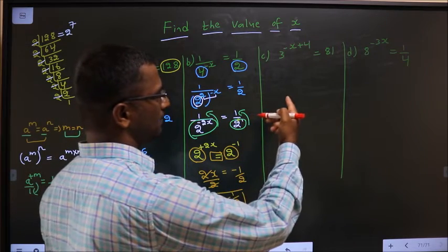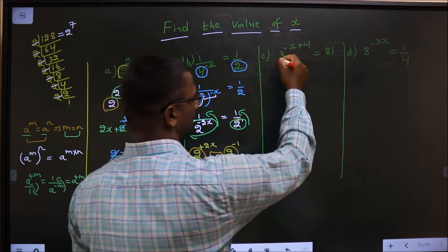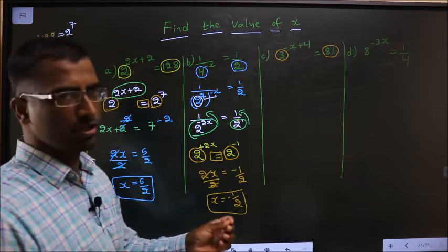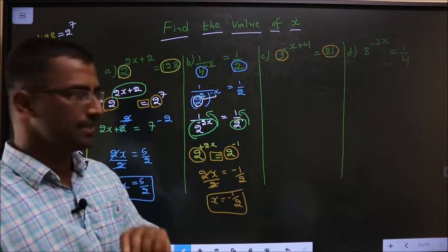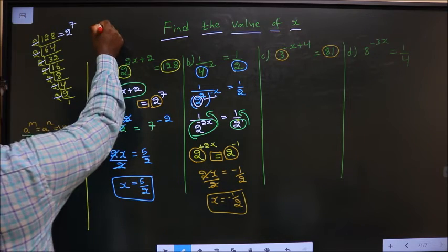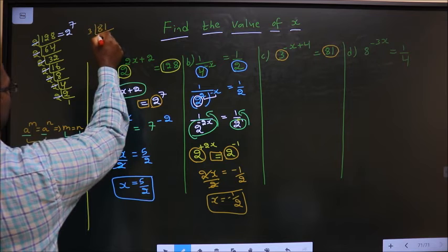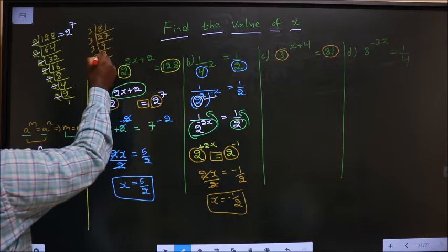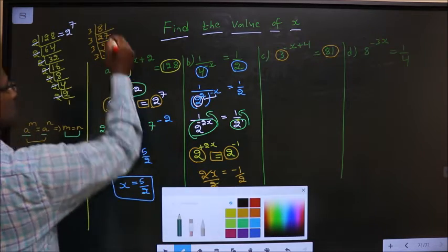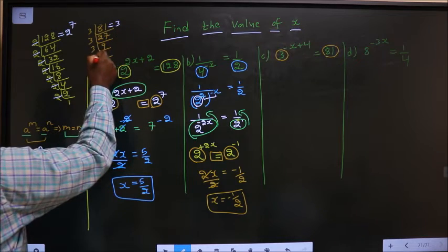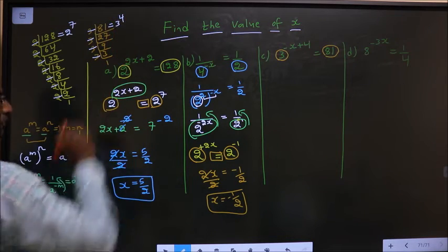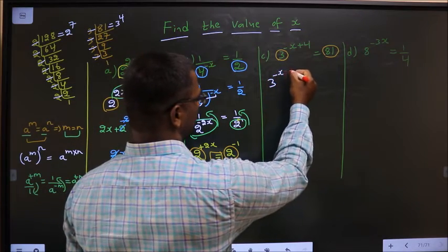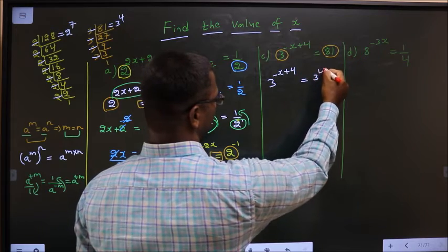3 power minus x plus 4 equal to 81. Observe that the base is 3 here and here it is 81. So let us write 81 also to the base 3. For that take LCM of 81. So 81 is nothing but 3, 27, 3, 9, 3, 3 is 3 and 1. So this is 3 power, what number means count? 1, 2, 3, 4. 4. So replace it here. So 3 power minus x plus 4 equal to 3 power 4.